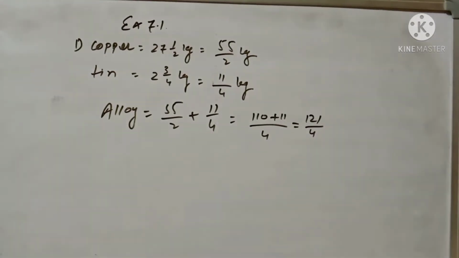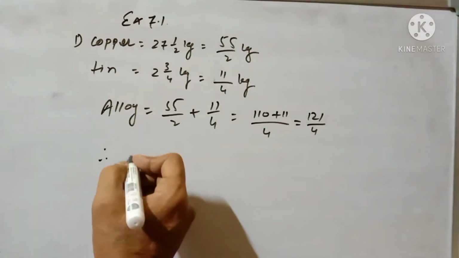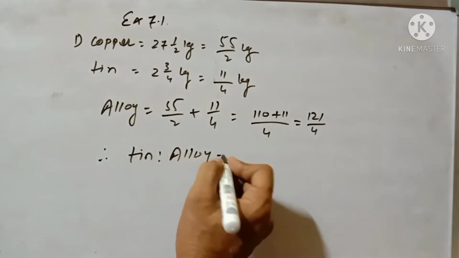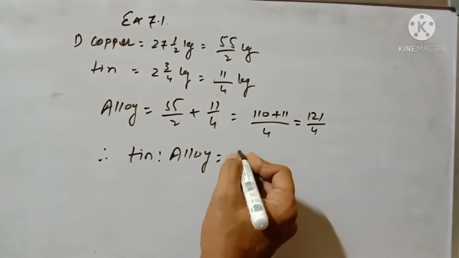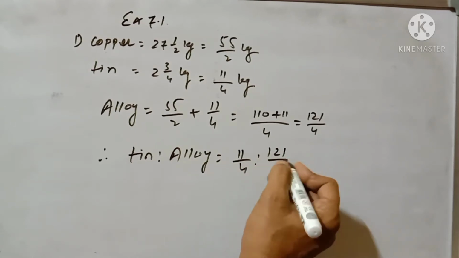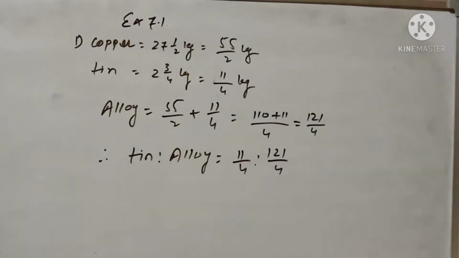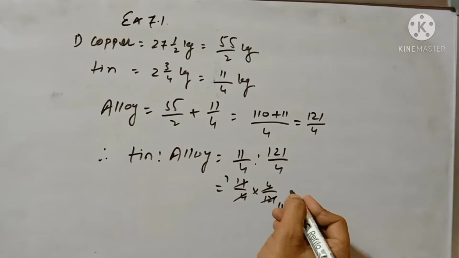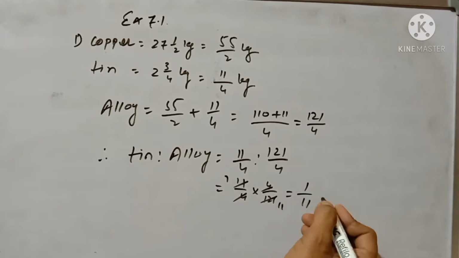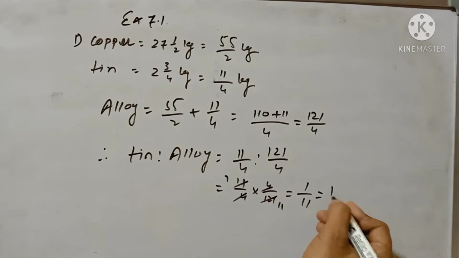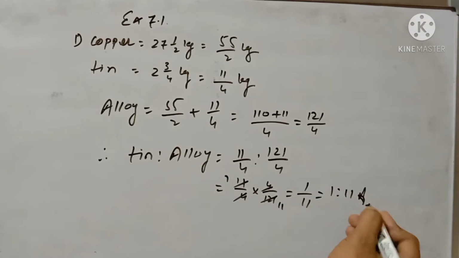Now what we have to find? We have to find tin to alloy. Therefore tin to alloy equals 11/4 ratio 121/4. So the 4 cancels, and 11 goes into 121, so it will come 1/11. Therefore the ratio of tin to alloy will be 1:11. This is your required answer.